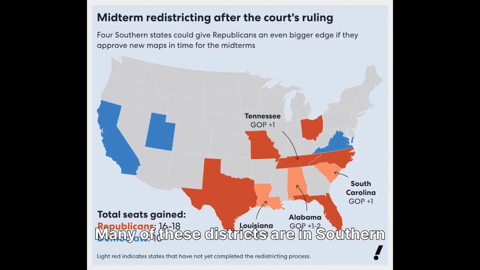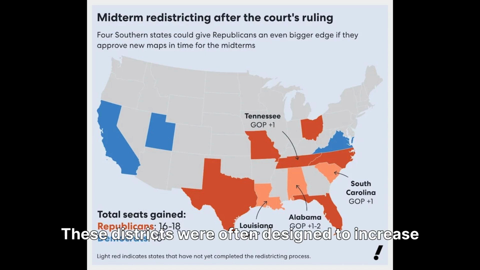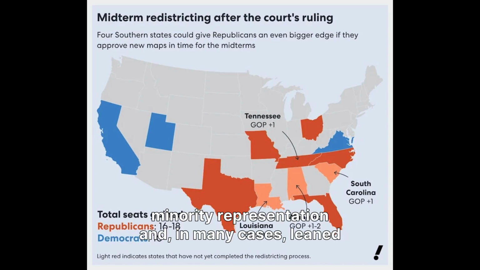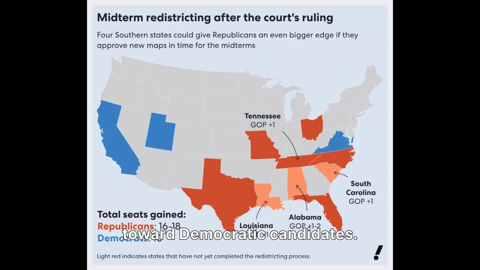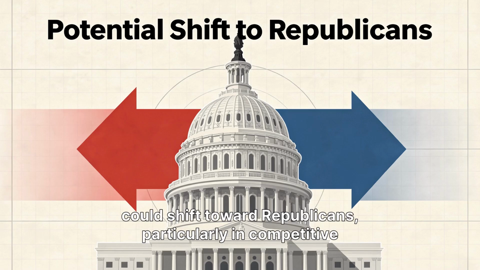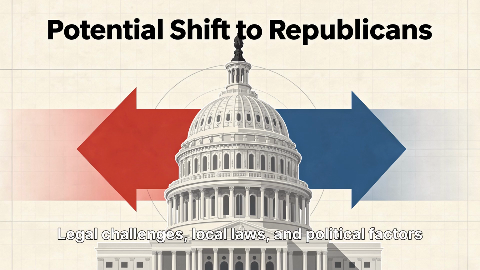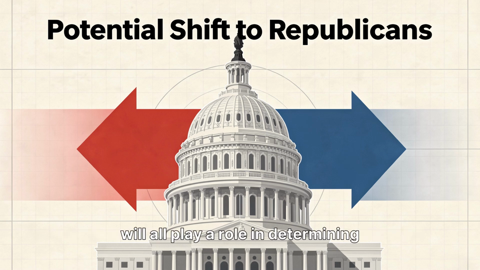Many of these districts are in southern states, such as Louisiana, Georgia, Alabama, and Texas. These districts were often designed to increase minority representation and, in many cases, lean toward Democratic candidates. As a result, some of these seats could shift toward Republicans, particularly in competitive elections. However, not all districts will change. Legal challenges, local laws, and political factors will all play a role in determining the final outcome.